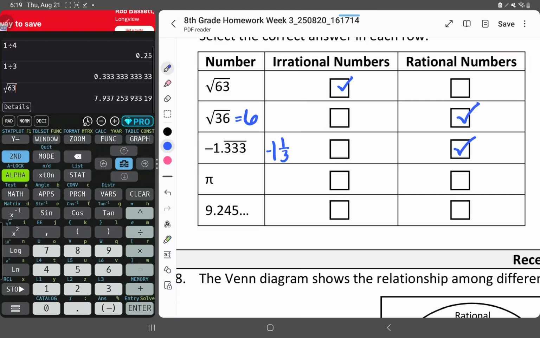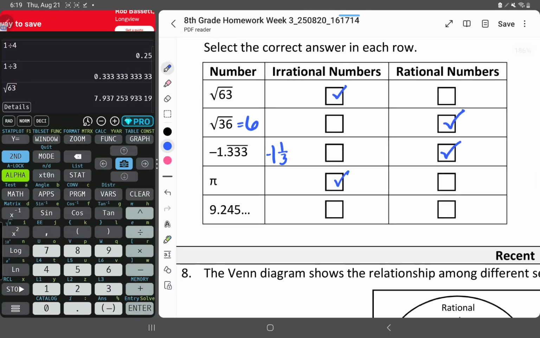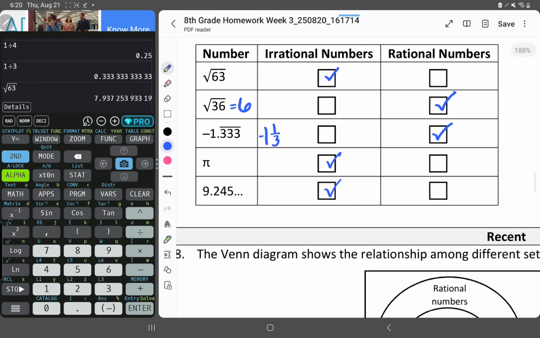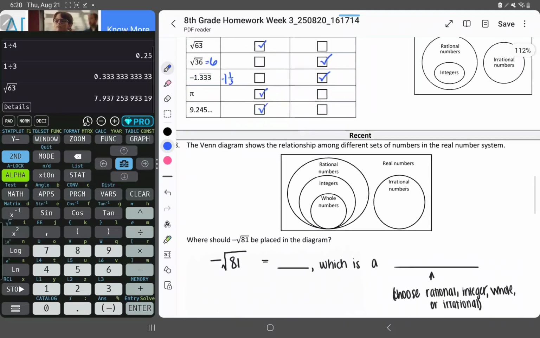Then we have pi. Is pi rational or irrational? Pi is irrational. Remember, it's always irrational. And then we have 9.245... That ellipsis means it goes on forever and ever. And in this case, does it look like it's repeating? It's not repeating, so this is an irrational number. It goes on forever and ever, and it never ends.